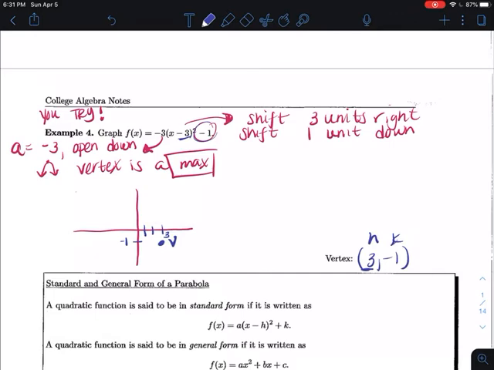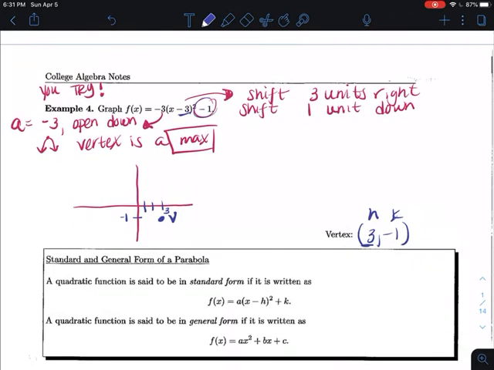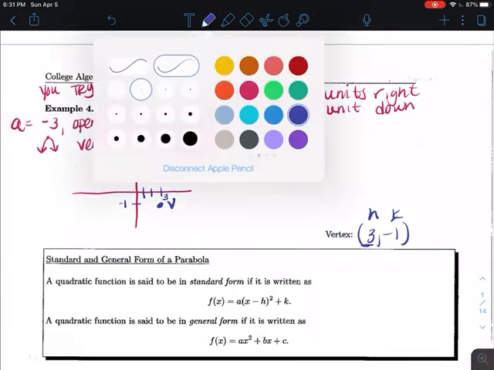Now let's find the y-intercept. We already know that it's going to open down. I know I have to probably move this graph up. Let's move this up a little bit. So let's find our y-intercept.